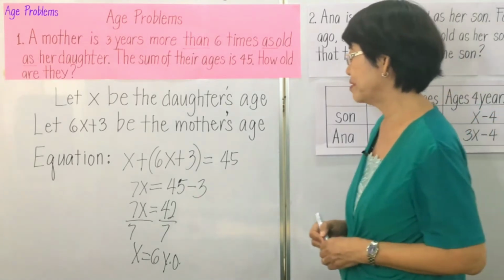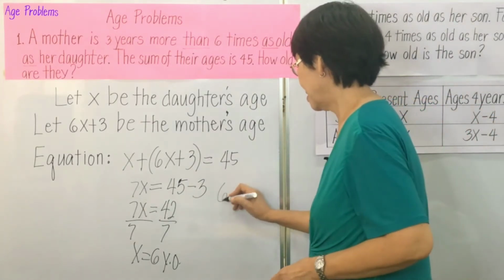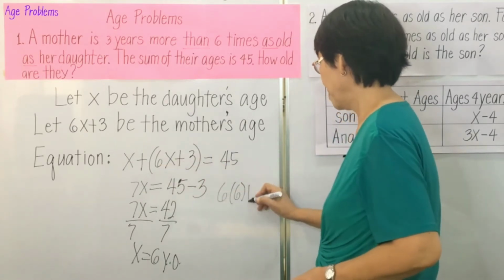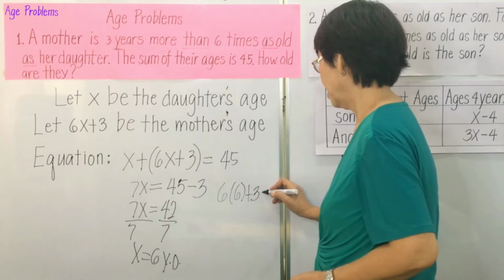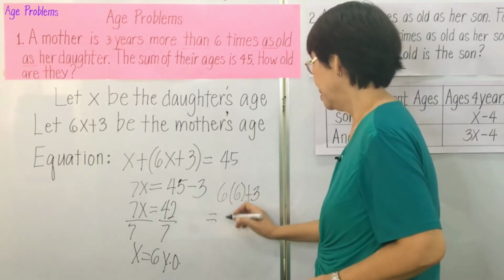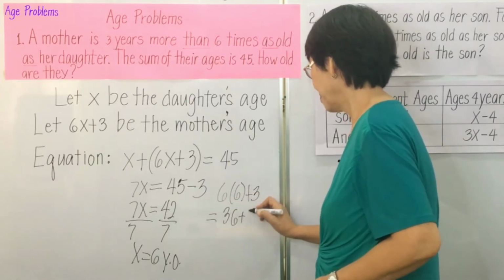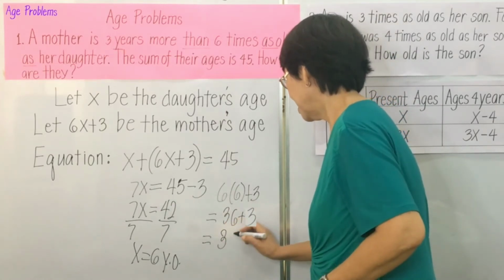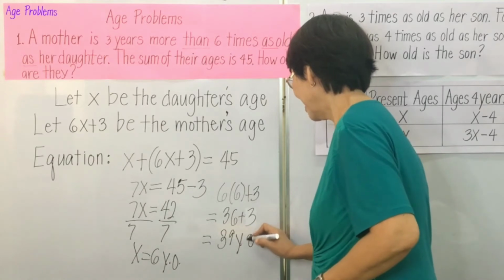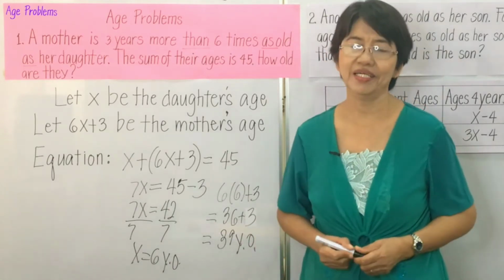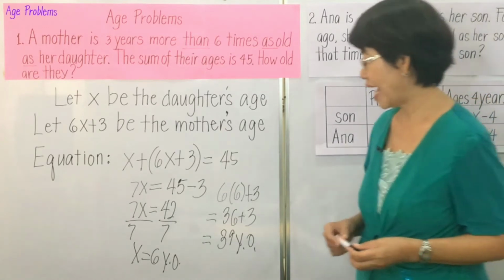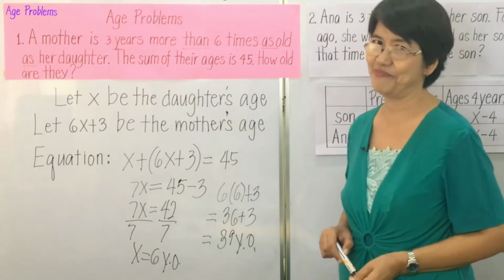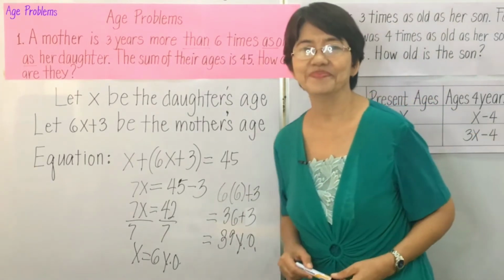And the age of the mother will be 6x plus 3. So that will be equal to 36 plus 3, or that will be equal to 39 years old. Okay, we can check that mentally by adding 6 plus 39, and that's equal to 45. Correct.